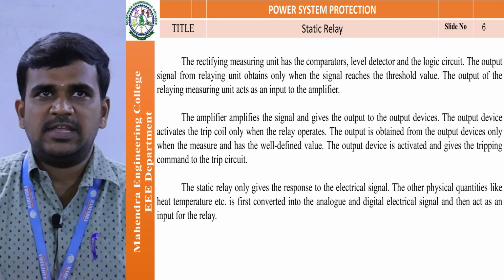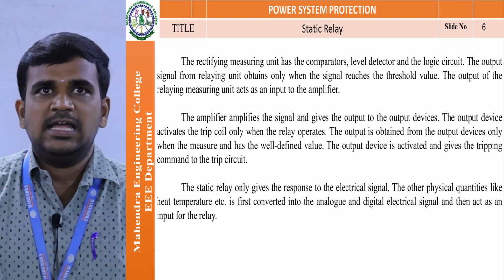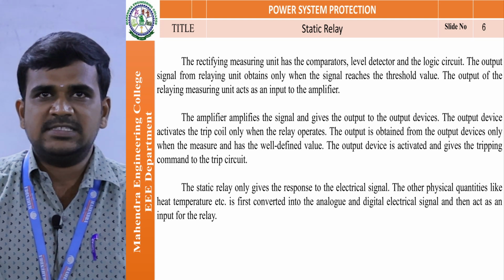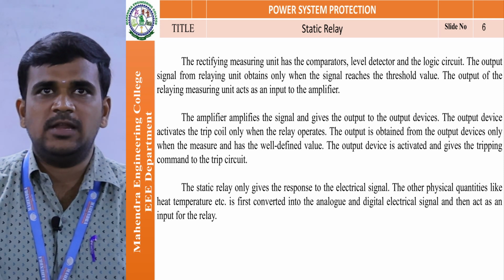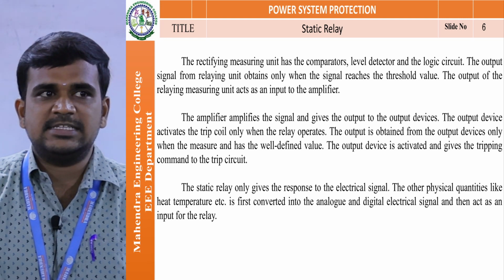The output of the relaying measuring unit acts as an input to the amplifier. The amplifier amplifies the signal and gives the output to the output device. The output device activates the trip coil only when the relay operates. The static relay only responds to electrical signals.